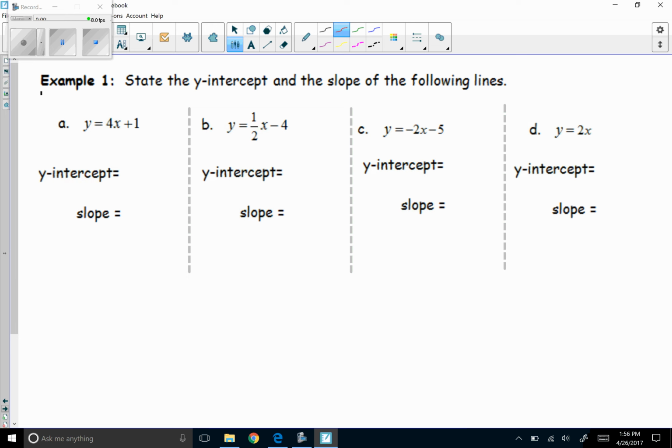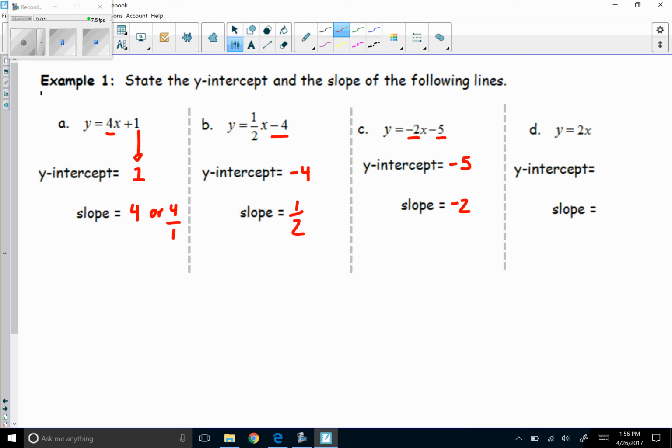So if I look at these, this would be my slope. You can write it as 4 or 4 over 1. And that's my y-intercept. If I keep going, the y-intercept here is just -4, and the slope is 1/2. Here the slope is -2, y-intercept -5. So you have to be careful which order they're written in.